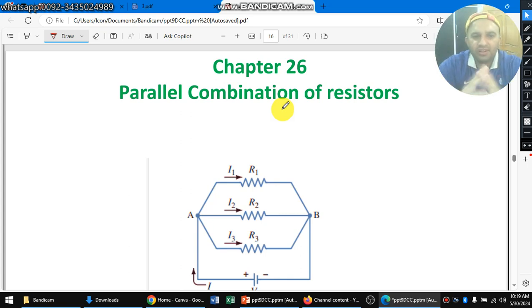Okay, dear students, chapter number 26, Physics for Scientists and Engineers, Giancoli. So this is the parallel combination of resistors.